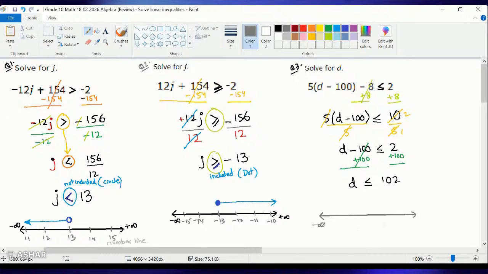This is negative infinity. This is positive infinity. In the middle, we write 102, whatever value is given to us. Going towards 0, this is 101. This is 100. And over here, 103 and 104. More than enough. That means the value of d is less than or equal to, that means it has an equal. We make a dot at 102. It could be 102, it could be 101, or it could be 100. Any value that is less than. Okay?